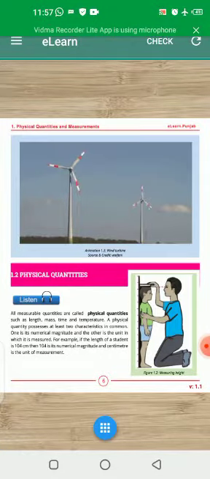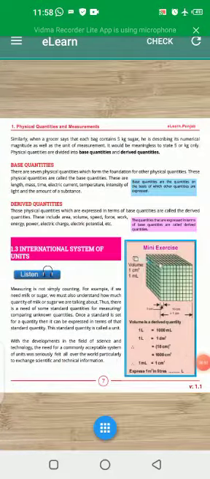So all the quantities which you can measure, जिन्हें आप नाप सकते हो, पैमाइश कर सकते हो, उन्हें हम कहते हैं physical quantities. So there are two types of physical quantities. Number one is base quantities and number two is derived quantities. So first we will discuss base quantities.